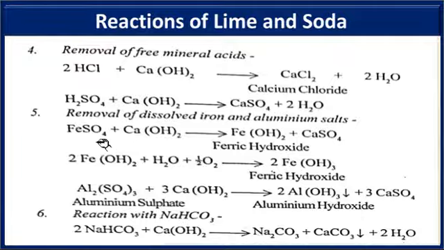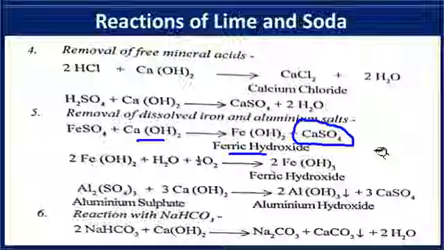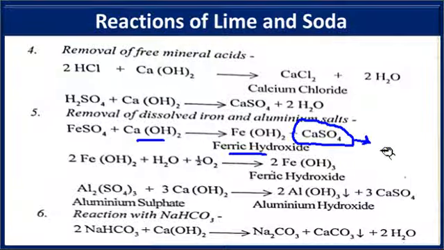So if iron sulfate is present in the water, it reacts with the lime and forms ferric hydroxide and generates the equivalent amount of calcium hardness in the water, which requires the soda again. So whenever iron sulfate, FeSO4, is present, it requires 1 mole of lime as well as 1 mole of soda for its complete removal.